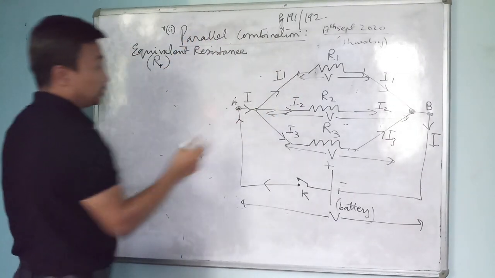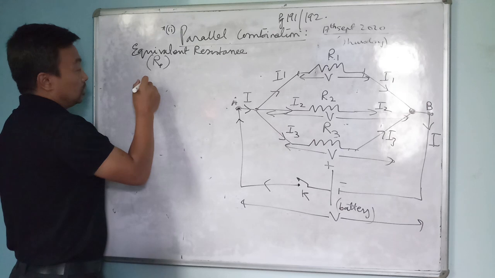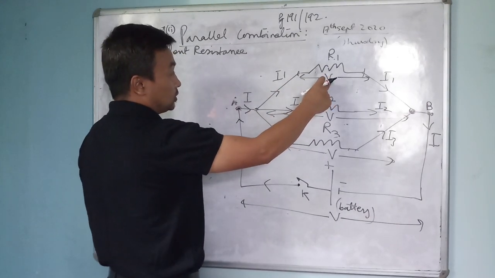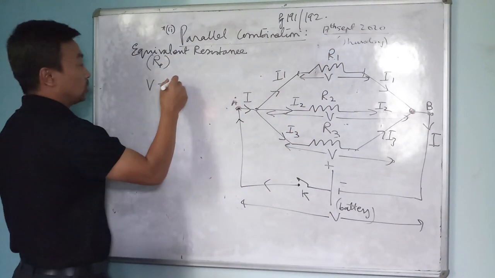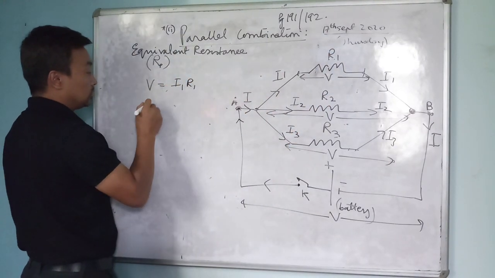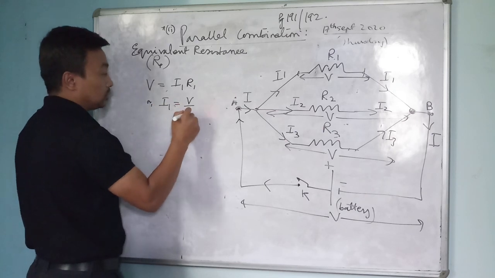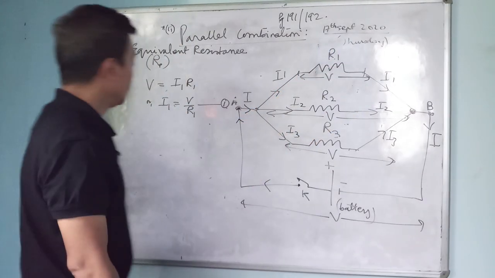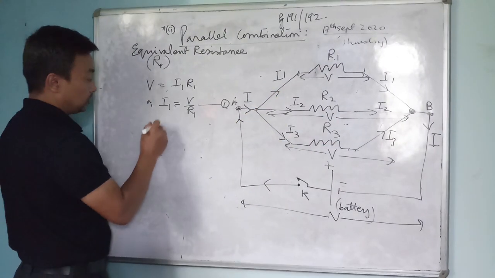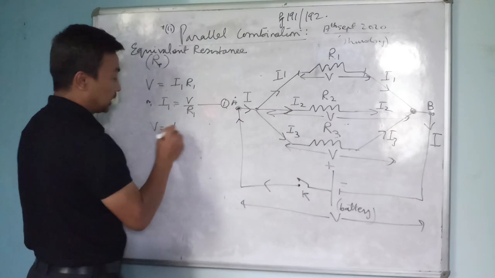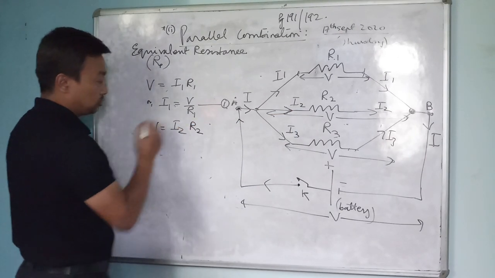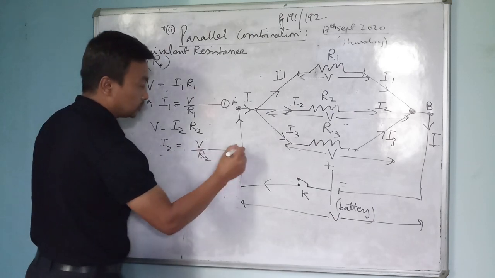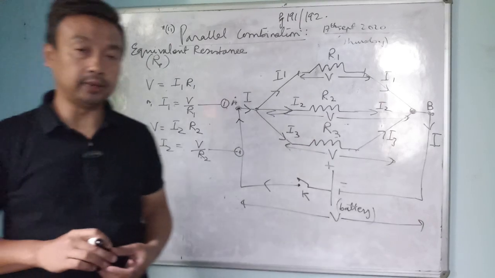Let us use Ohm's law here. V equals, here the potential difference is I into R, I1 R1, or you can take I1 as V upon R1. Make this equation 1. This is for the first resistor. And if you look at the second resistor, you have V equals, which current is flowing there? I2. And what is the resistance there? R2. So from here, I2 will be V divided by R2. Keep in mind the V is remaining the same.